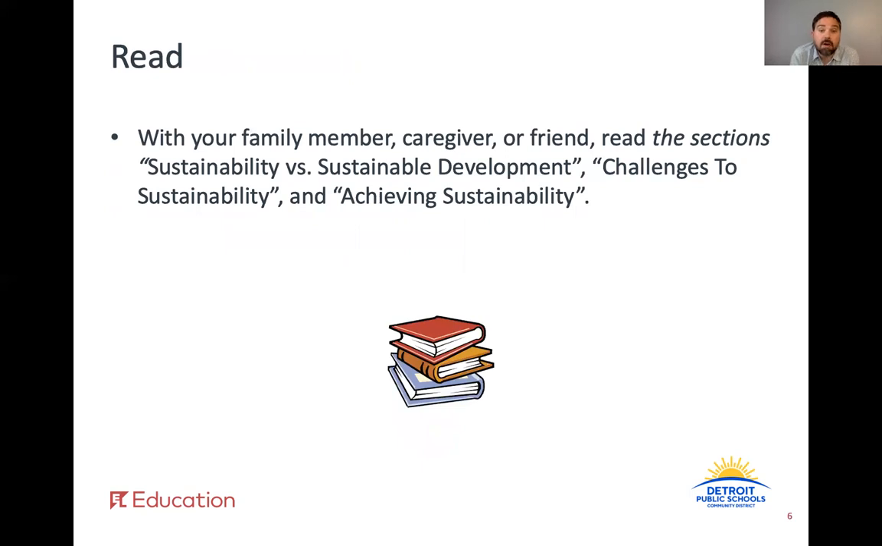First, you'll be rereading What is Sustainability? For today's lesson, we will focus on that second half of reading. So with a family member, caregiver, or friend, reread the sections titled Sustainability versus Sustainable Development, Challenges to Sustainability, and Achieving Sustainability. So remember, when we think about the learning targets, we're only going to focus on that back half. As you read along, consider replaying and listening to the text read aloud from lesson 34. Go ahead and pause the video here while you return to your reading.